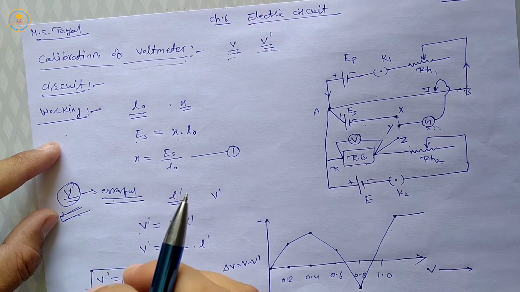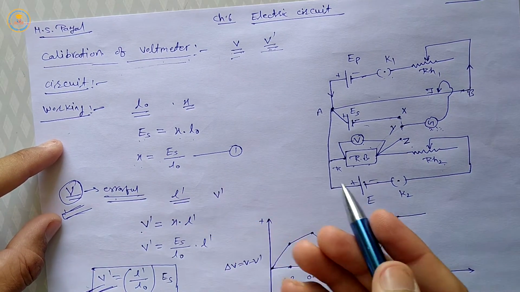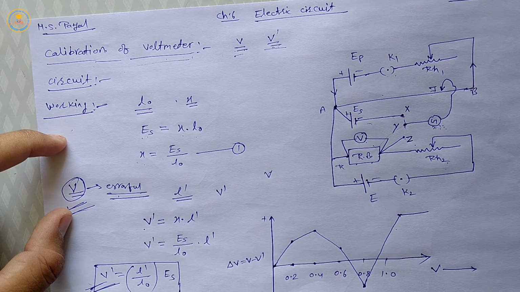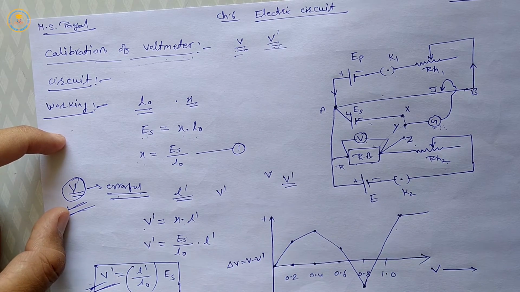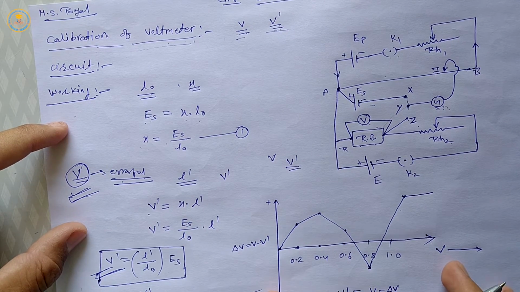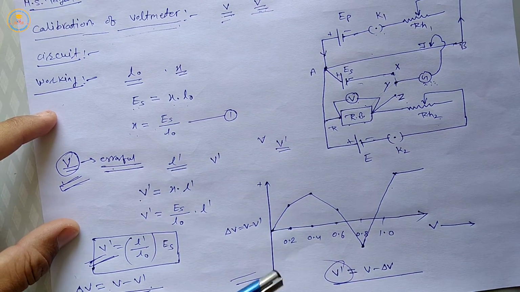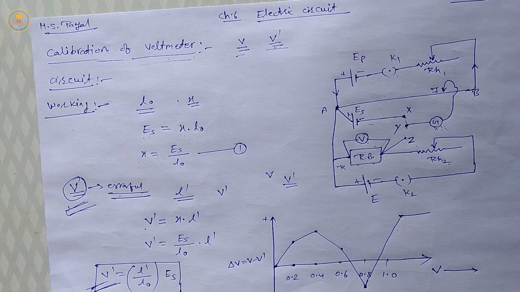Firstly, we do the standardization of the potentiometer. Again, we find the value of the errorful potential difference and the exact potential difference by the help of a potentiometer. And by these observations, we draw a graph. This is called the calibration graph. This is very important for our value V dash. By this graph, we find V dash is equal to V minus del V. Okay students, this is the calibration of a voltmeter.